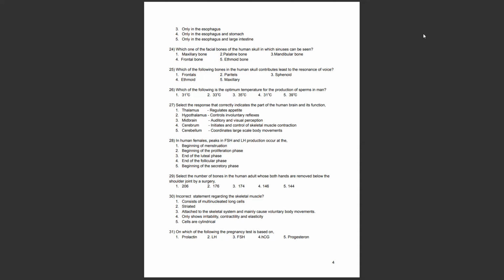Now, they have removed both hands below the shoulder joint. How many bones go from the arms, the upper limbs? How many do we have to remove? 30 into 2, since both hands are removed. Both hands, so 60. It's 206 minus 60, that is 146. 146 is the answer. Answer number 4. Right?